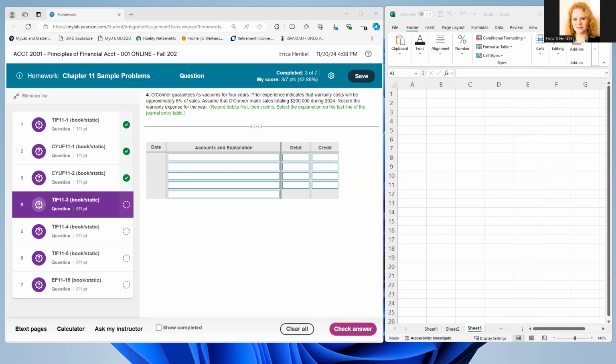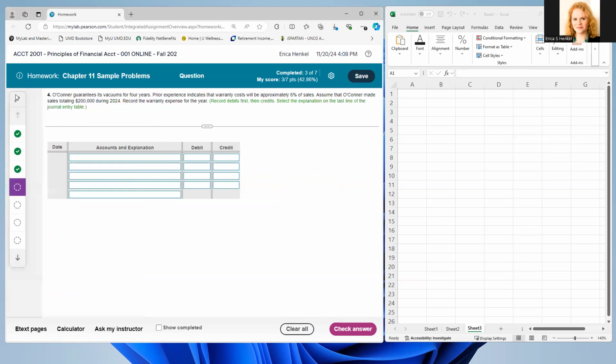In problem number 4, we are dealing with a warranty liability problem. Warranties are an example of a contingent liability where we record what we estimate will be our payments for the liability. So we have O'Connor Company, and they guarantee their vacuums for 4 years. Prior experience indicates that warranty costs will be approximately 6% of their sales. And we're assuming that O'Connor made sales totaling $200,000 during 2024.